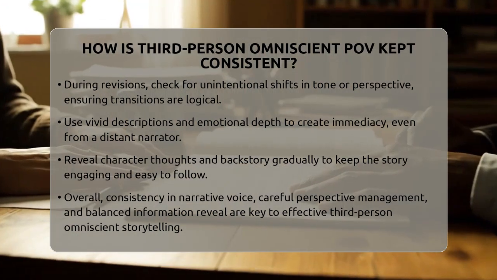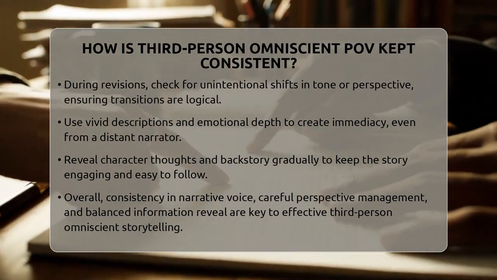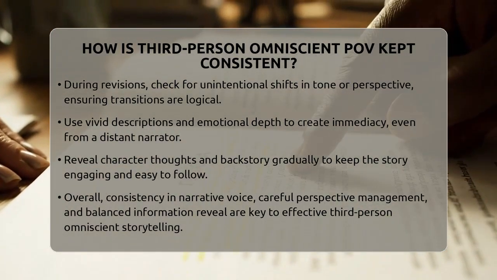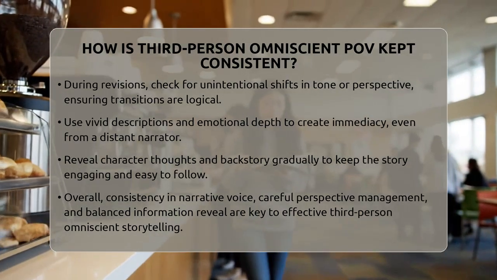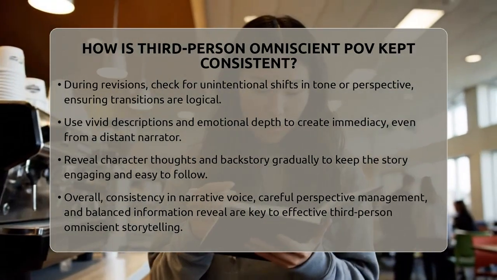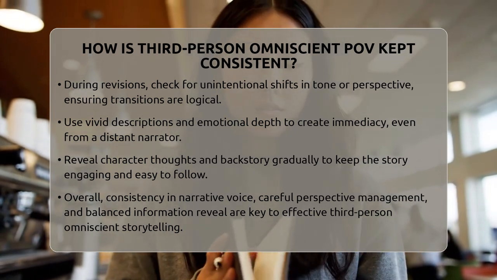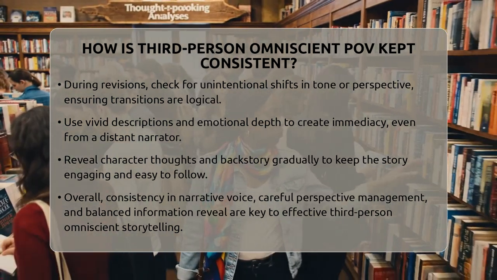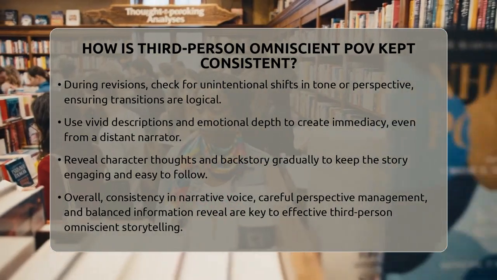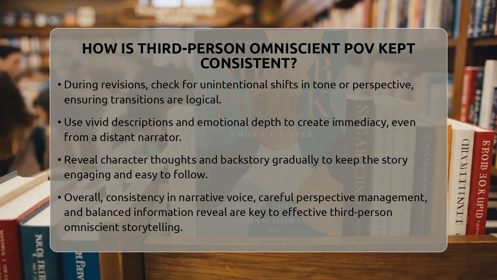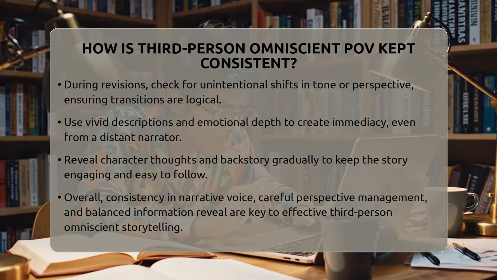In summary, keeping third-person omniscient point of view consistent involves a steady narrative voice, careful management of perspective shifts, and a balance between revealing character thoughts and maintaining the narrator's observational role. Focus on these elements, and you'll be able to craft stories that are clear, engaging, and rich with detail. Practice these techniques, study good examples, and your ability to write with this POV will grow stronger with each story you tell.